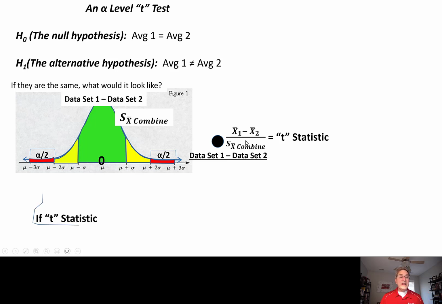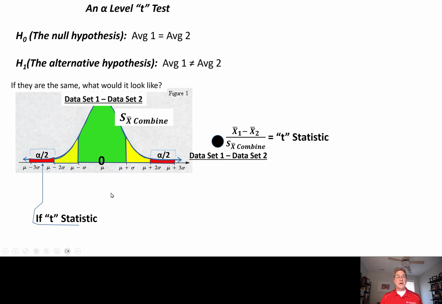So that's going to be the number of standard deviations I am away. If my t statistic is past where I said, so the red is my cutoff. If I'm at the red or beyond, I said I wanted an alpha level, that's alpha over 2. If my t statistic is in here or further, this did not happen by chance. There was a special cause. My null hypothesis is false.